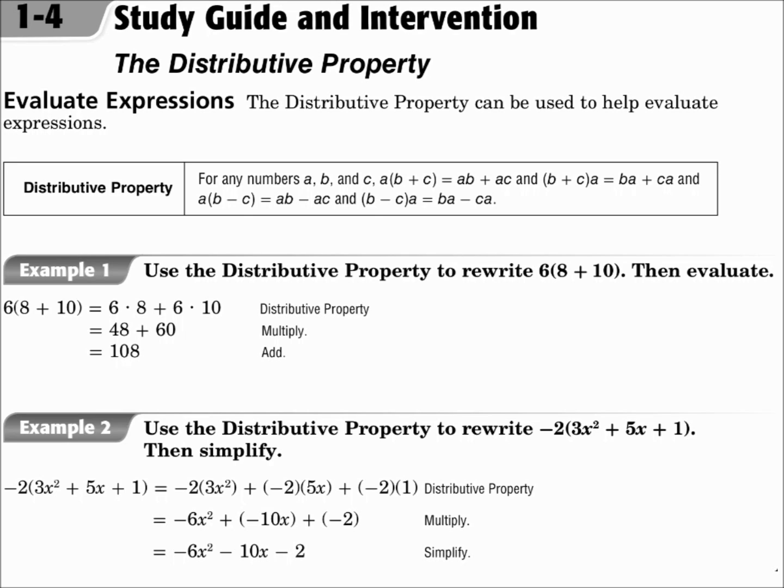So remember, at its core, the distributive property takes the outside number times each inside number. A times b there gives you ab, and a times the c gives you the ac. The outside number times each inside number.